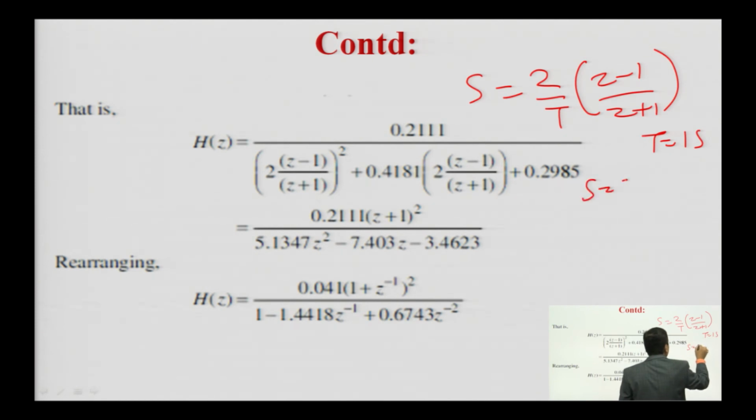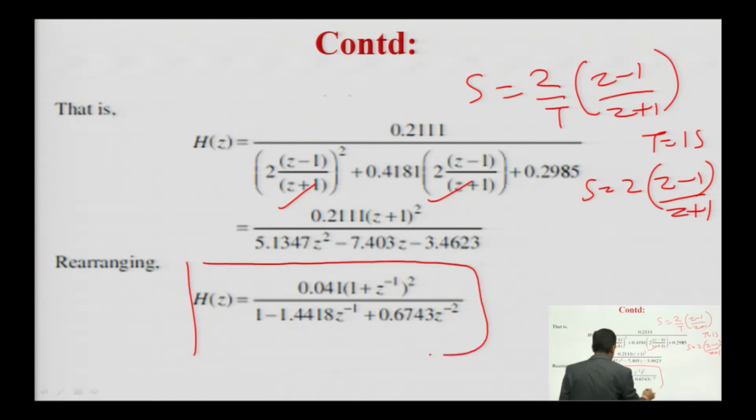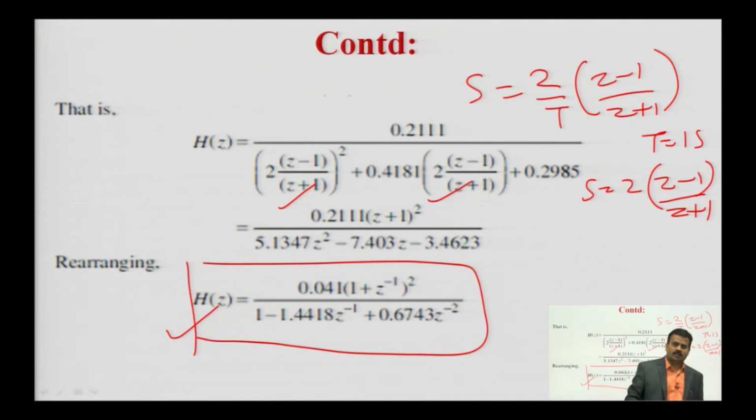So, S is equal to, you have to put only 2 into z minus 1 upon z plus 1. We are putting that here, and now you have to solve and you will get the final H of z. This final H z means now you have designed your digital filter using the Chebyshev filter approximation.